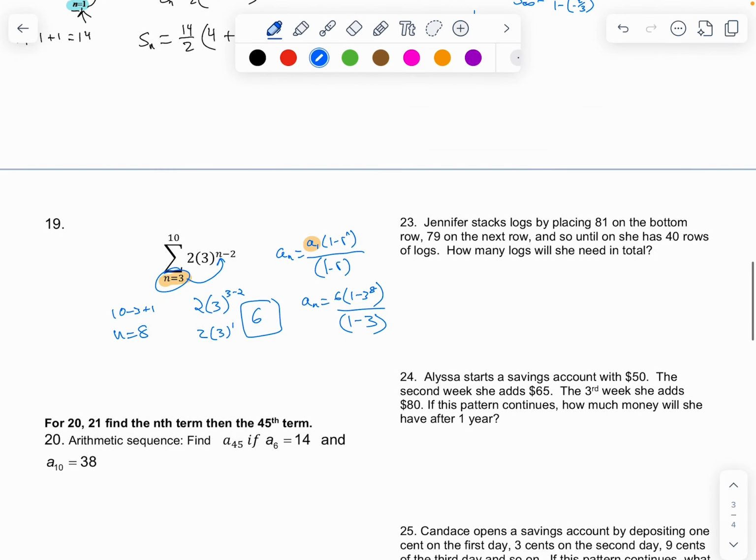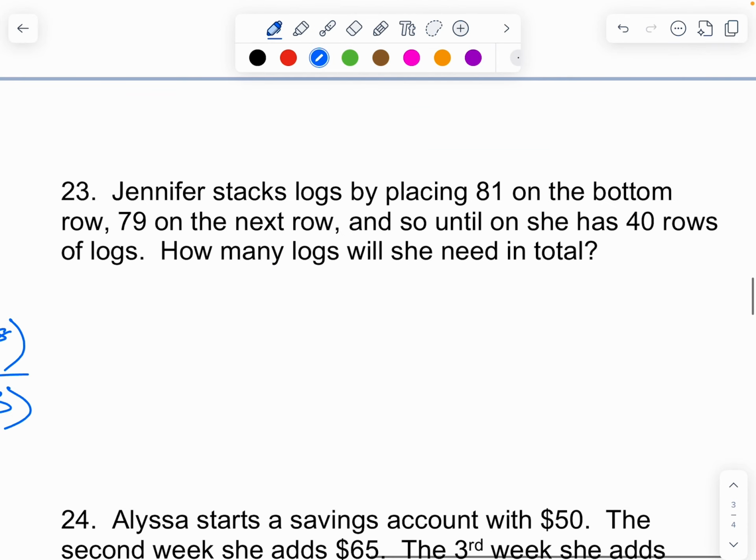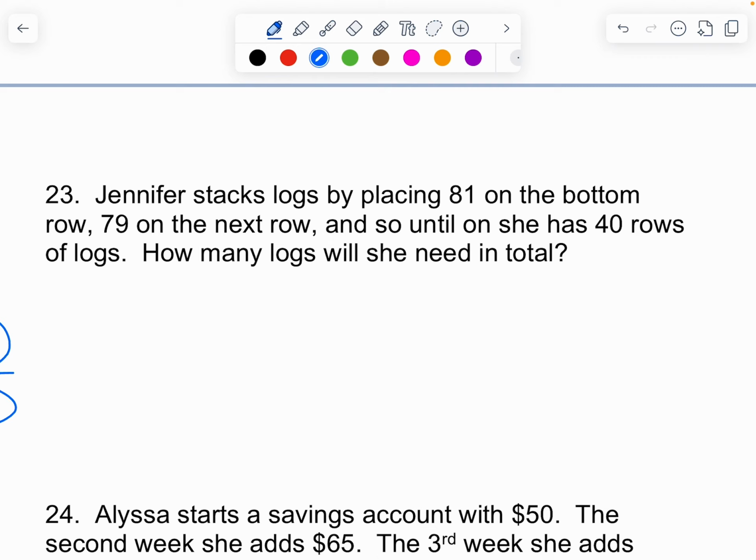Let's see here. Jennifer stacking logs, placing 81 on the bottom, 79, and so on. So this is going to be arithmetic because we're changing not by multiplying but by subtracting. So our common difference here, we're subtracting 2 logs every time. There are 40 rows. The number of rows is 40. And we want to know how many logs will she need in total. So for total, that's telling us we need to do our sum formula.